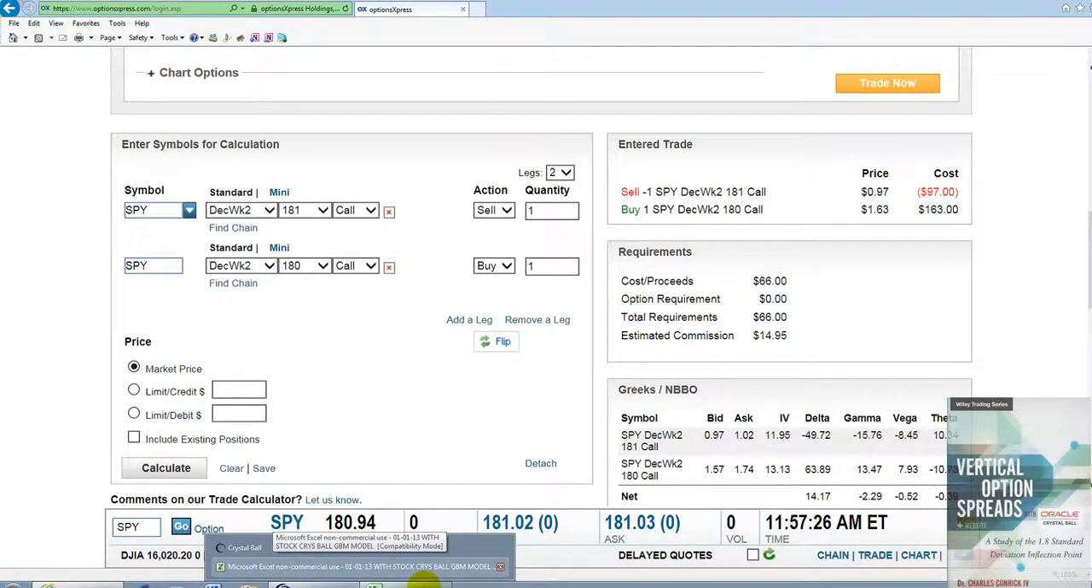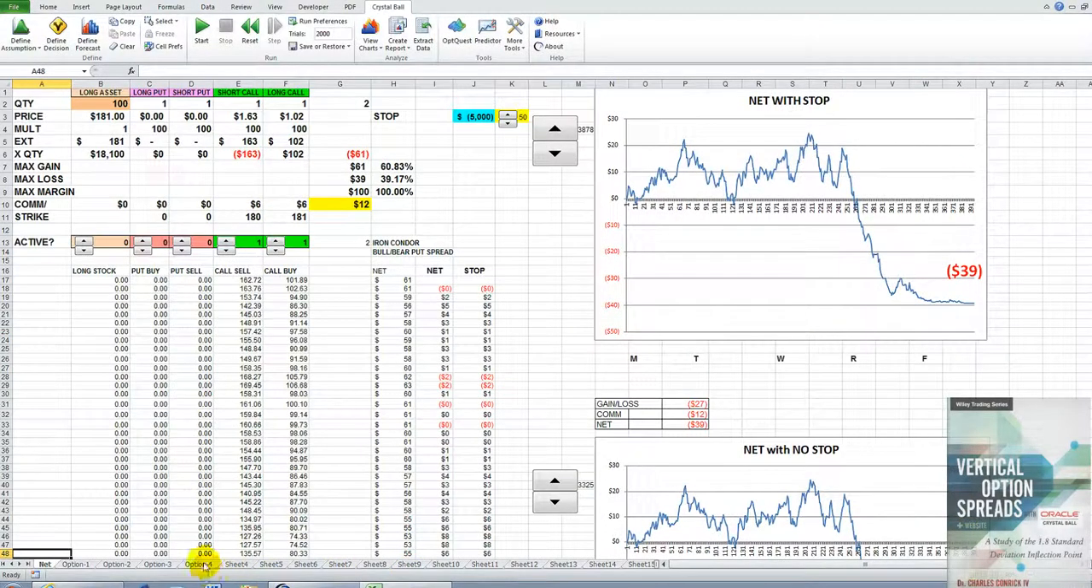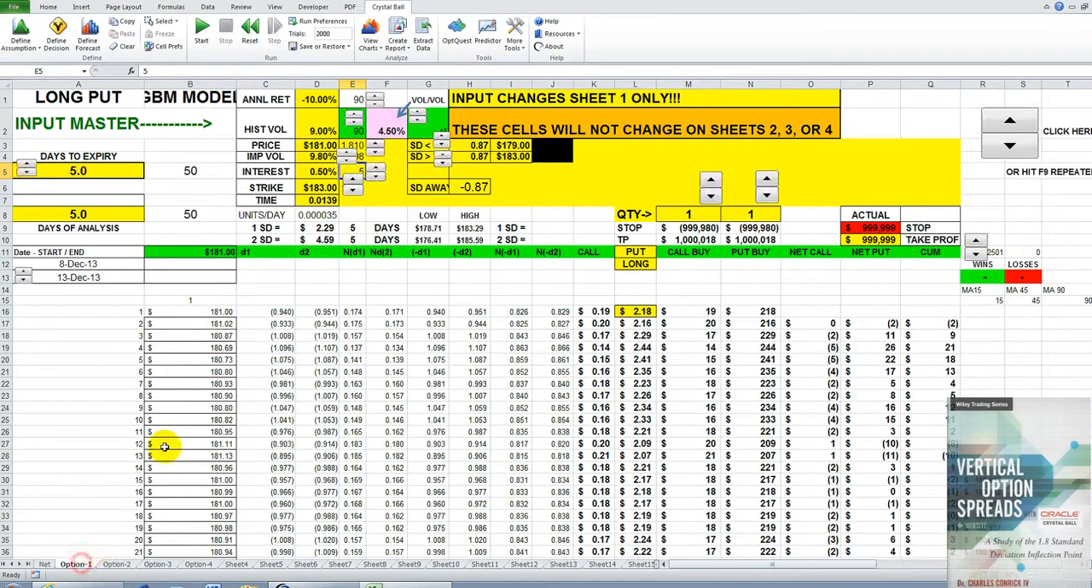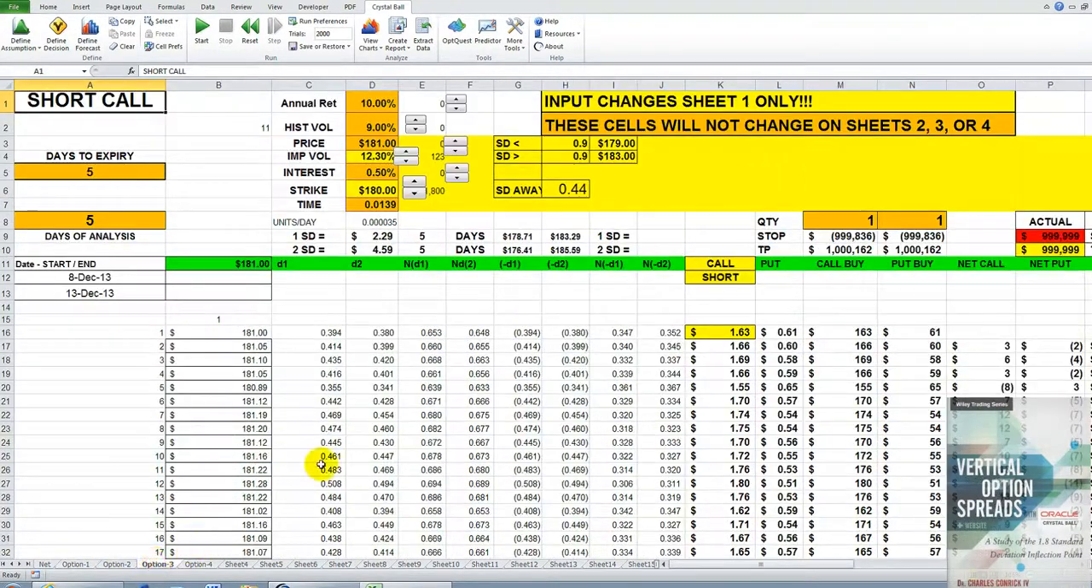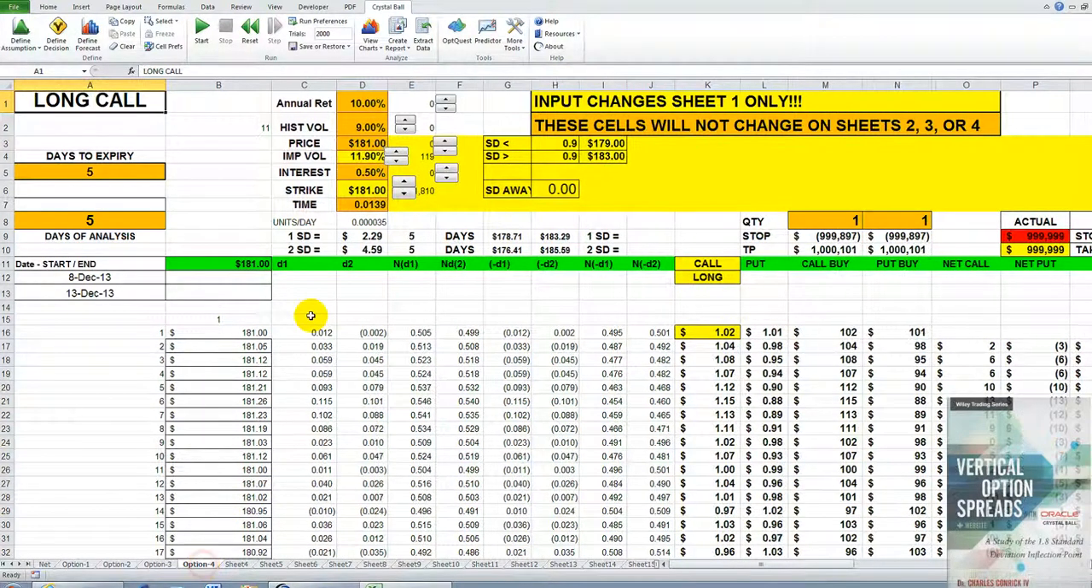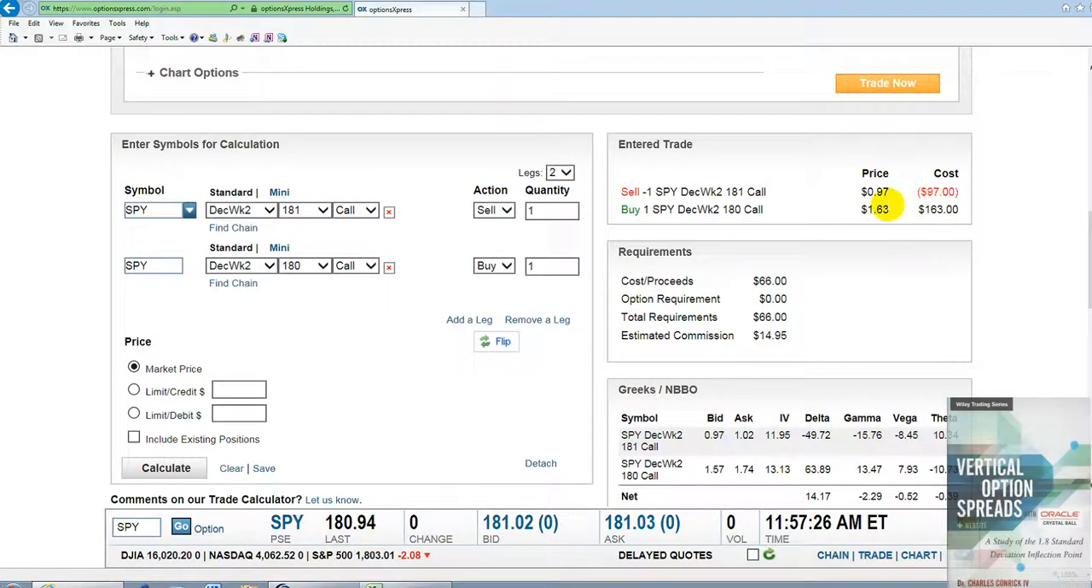So let's do that on the trading spreadsheet. We will first of all go to tab option 1 and change the probability to an up 10 because we think it's going up. Then we'll go to our short call. On our short call, we're going to change this to a 181. And on our long call, we're going to change this to a strike of 180. Now I want to get the prices right. The long call was at 163 on the 180.